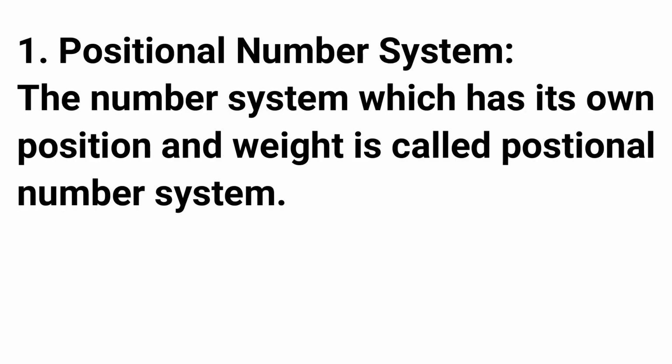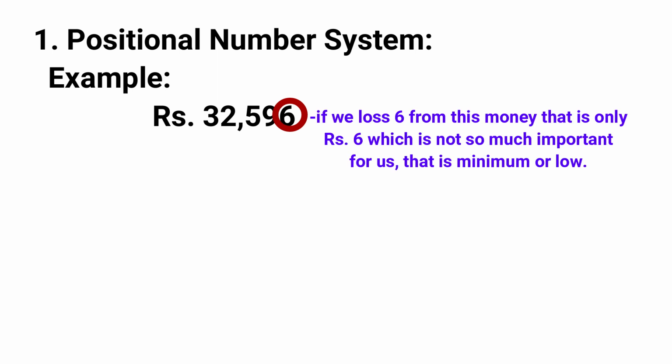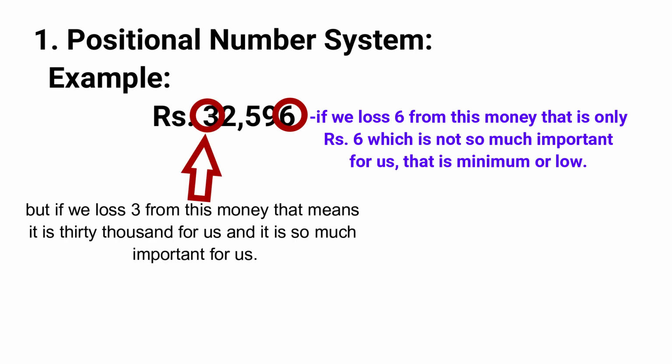Positional number system means that number system which has its own position and weight. By one example we can understand it. Let's suppose that we have 32,596 rupees. If we lose 6 from this money, that is only 6 rupees, which is not so important for us, that is minimum or low. But if we lose 3 from this money, that means it is 30,000 for us, and it is so important for us. From the above description it is clear that the rightmost digit is always minimum and the leftmost digit is always maximum, and each digit has its own position and weight.